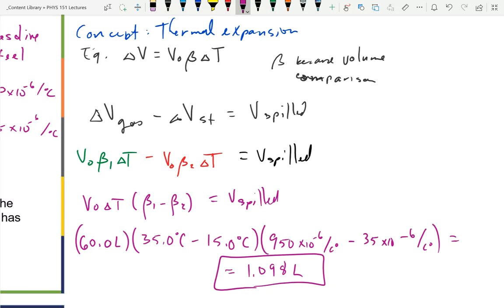Yes. Why do we care about the gas tank? Don't we just care about the gas itself? Well, because the vessel is also going to grow. The gas tank grows as well as the gas. The gas tank doesn't grow nearly as much as the gas, but it also grows. So if we just calculate the increase in volume for the gas, it would have been bigger than this 1.098 liters by a small amount.